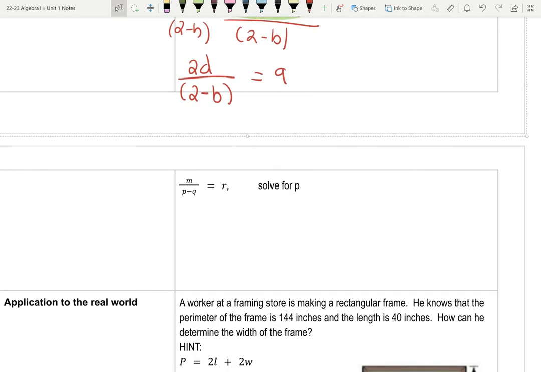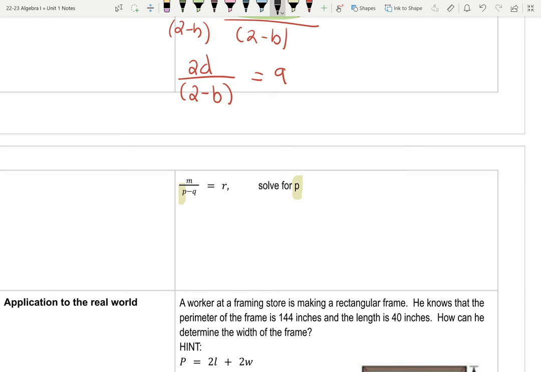Okay, let's try another one here. So we have m over p minus q equals r, and we want to solve for p. So I'm trying to get this p by itself. So it's currently in the bottom of the fraction, and I need to get it out of the bottom of the fraction. So how do I undo a fraction?